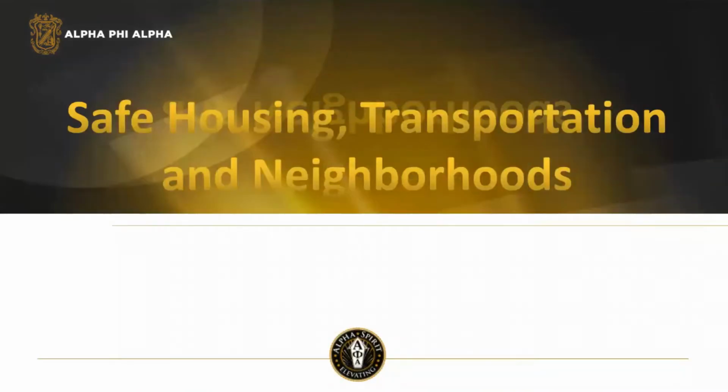Social determinants of health are the conditions in our environments where people are born, live, learn, work, play, worship, and age that affect a wide range of health, functioning, and quality of life outcomes and risk. Social determinants of health have a major impact on people's well-being, health, and quality of life. Let's take a look at a few examples of social determinants of health.